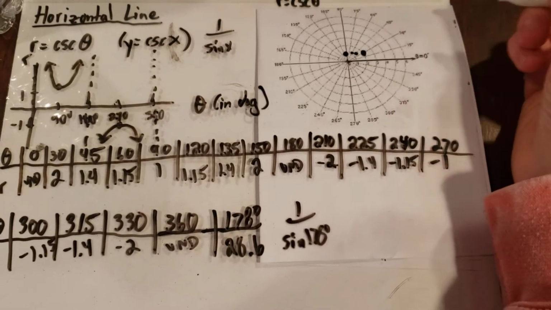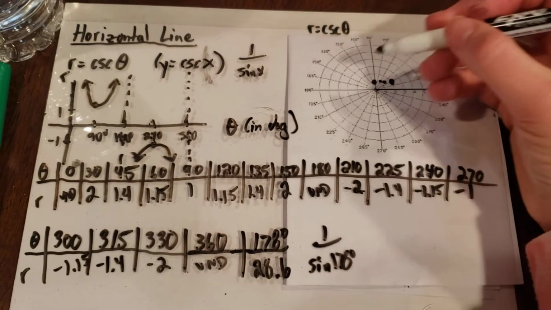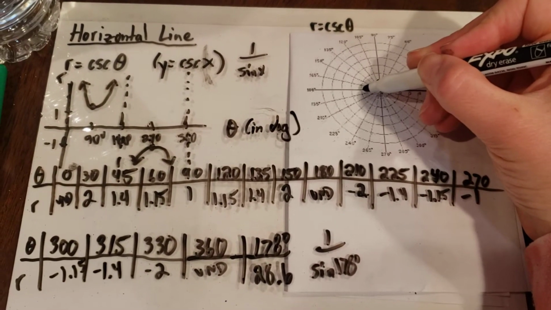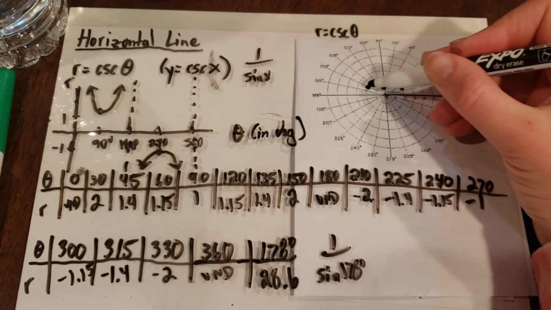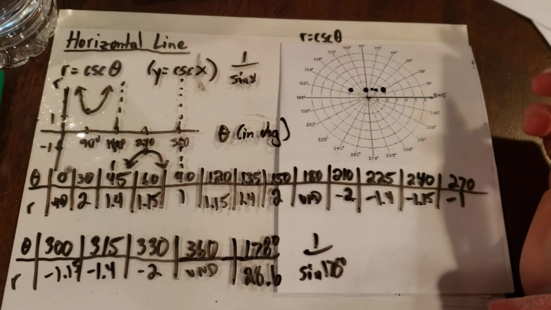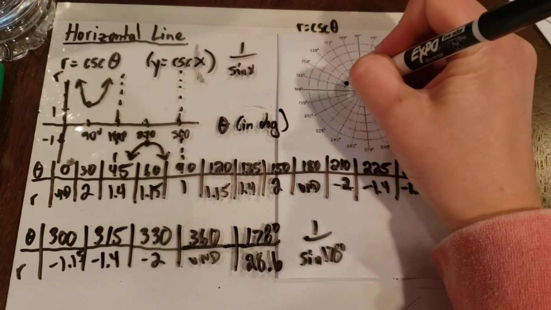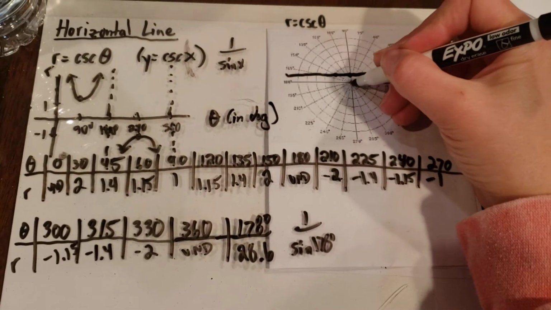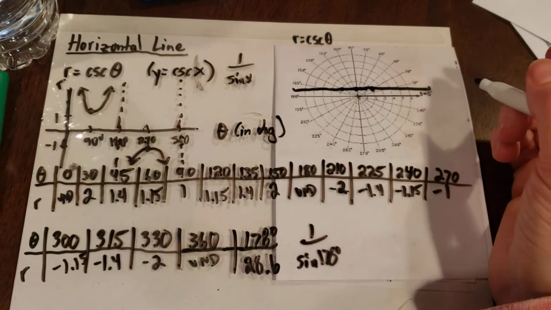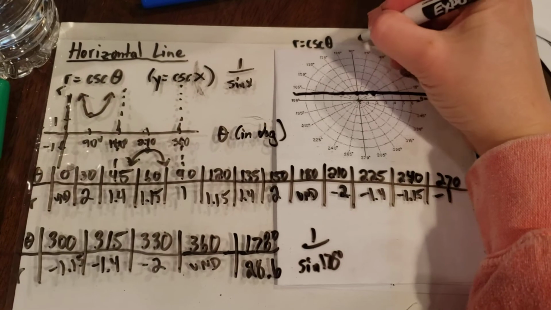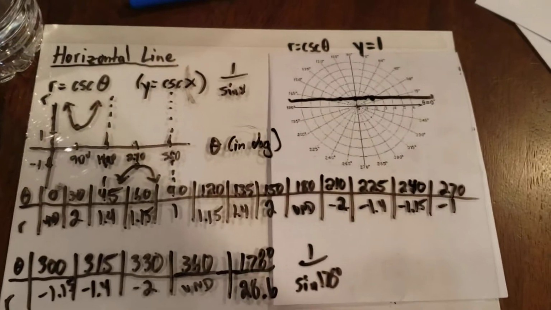These are collinear. Let's pick another one. r is 2, 150 degrees. Look at that. Those are collinear. All of these, 1, 2, 3, 4, 5, if I graph all of these, except for the ones obviously that are undefined, they are all going to be collinear. Now, you know the distance from 0 to this line. It's sitting right at this point right here, 1. So r equals cosecant of theta is the same as y equals 1 as a rectangular equation.